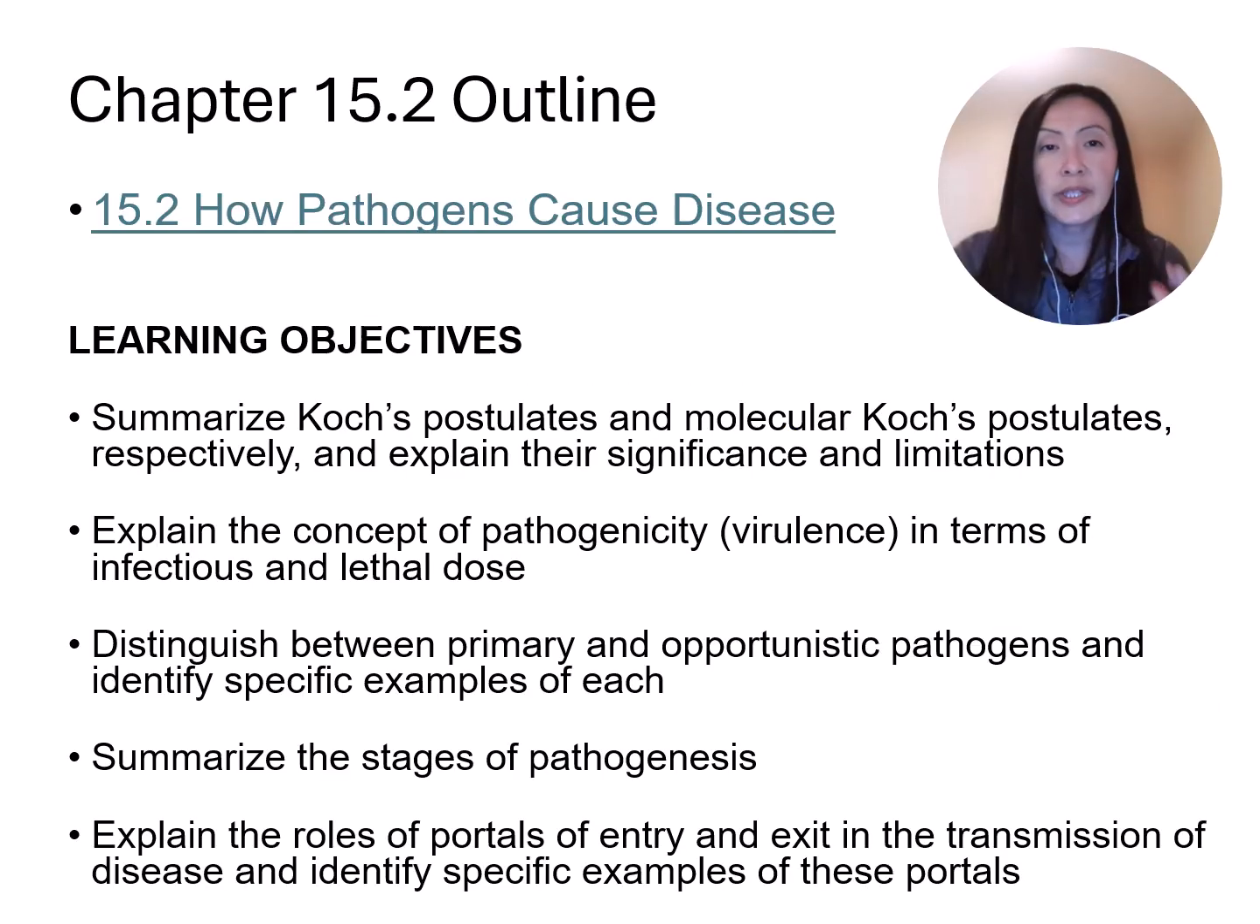By the end of this section, you should be able to: 1. Summarize Koch's and molecular Koch's postulates and their limitations, 2. Explain pathogenicity and virulence in terms of infectious and lethal dose, 3. Distinguish primary and opportunistic pathogens, 4. Describe the stages of pathogenesis, including exposure, adhesion, invasion, and infection. And then finally, identify examples of portals of entry and exit.